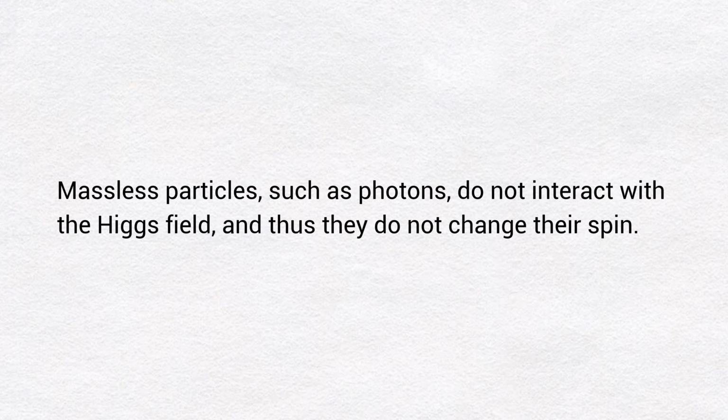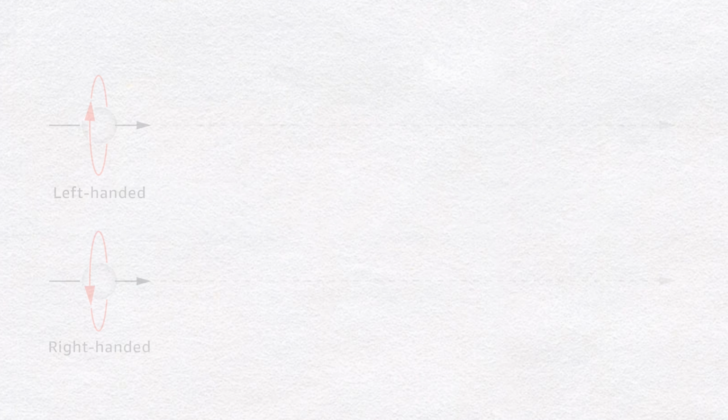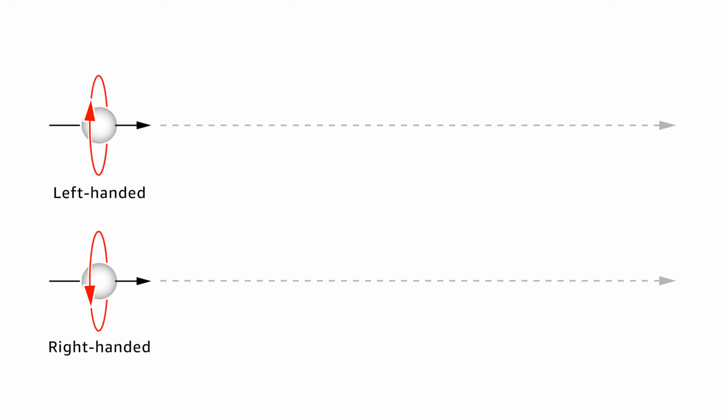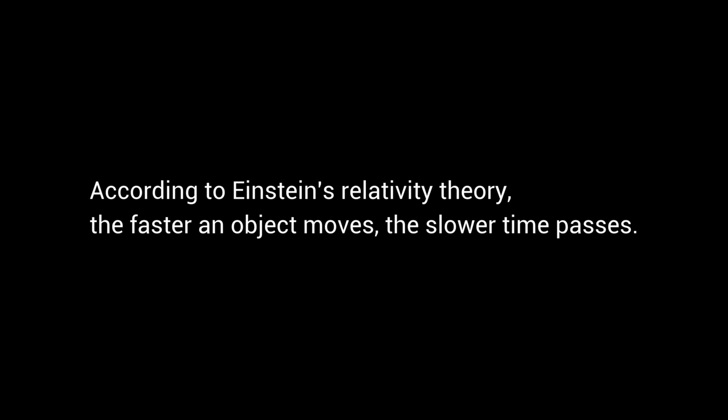Massless particles, such as photons, do not interact with the Higgs field, and thus they do not change their spin. Left-handed photons are always left-handed, and right-handed photons are always right-handed, as illustrated. According to Einstein's relativity theory, the faster an object moves, the slower time passes. Ultimately, when the speed of an object reaches the speed of light, time stands still. When time stands still, change does not happen. The photon is traveling at the speed of light. Therefore, it does not experience any change, including the change of its spin.